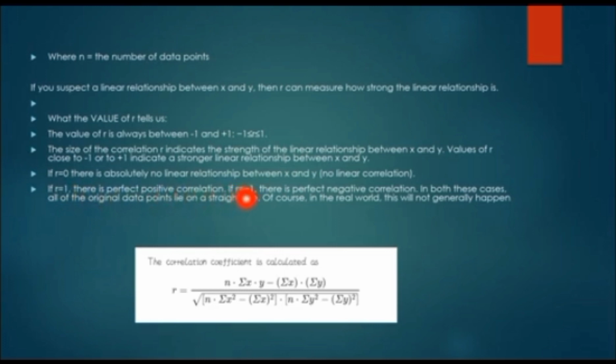If r equals -1, there is perfect negative correlation. In both these cases, all of the original data points lie on a straight line. Of course, in the real world, this will not generally happen.